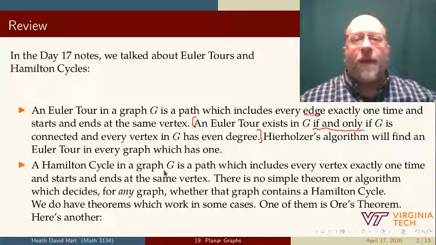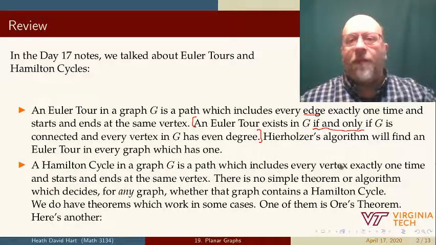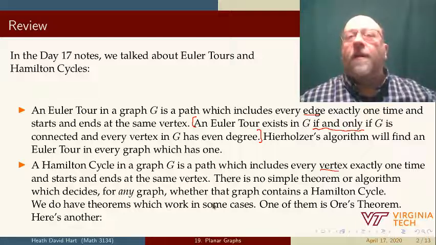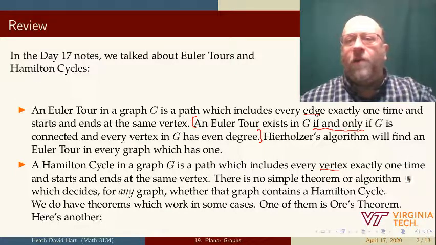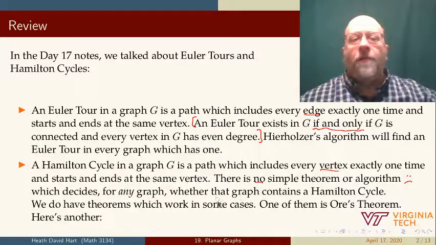A Hamilton cycle is a path that goes through every vertex exactly once. Starts and ends at the same vertex. Does not have to go through every edge, just has to hit every vertex. And unfortunately, there is no simple theorem or algorithm that decides automatically for any graph whether that graph has a Hamilton cycle. We have theorems that work in some cases. We looked at one of them last time.